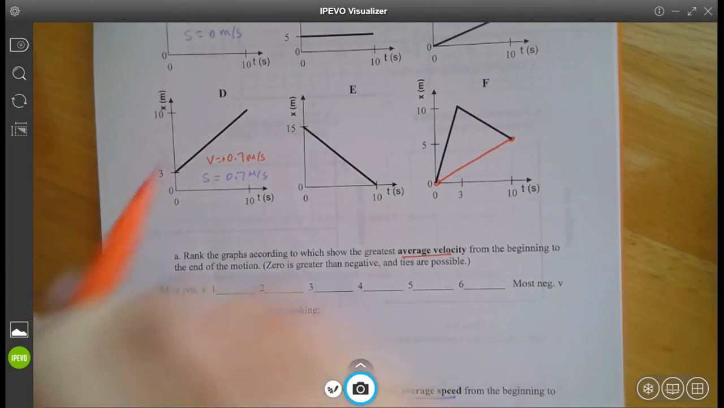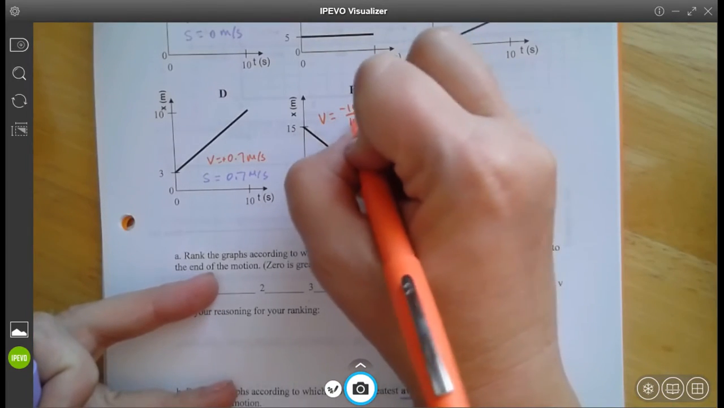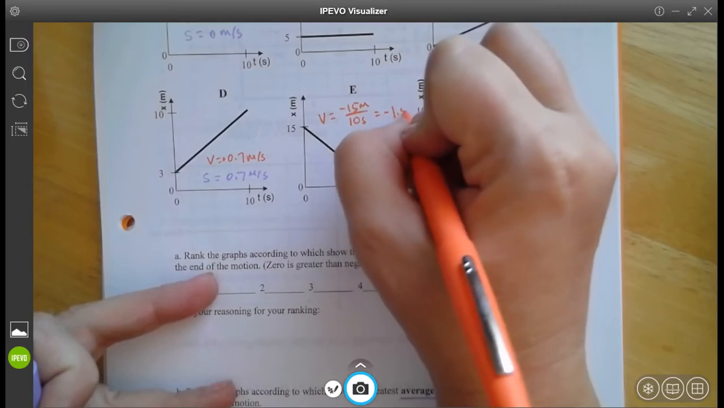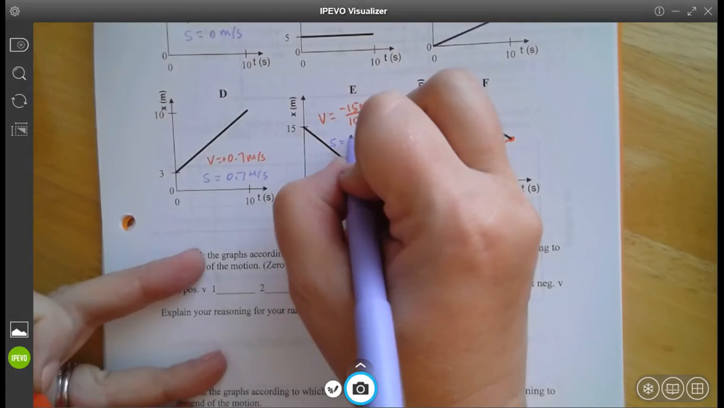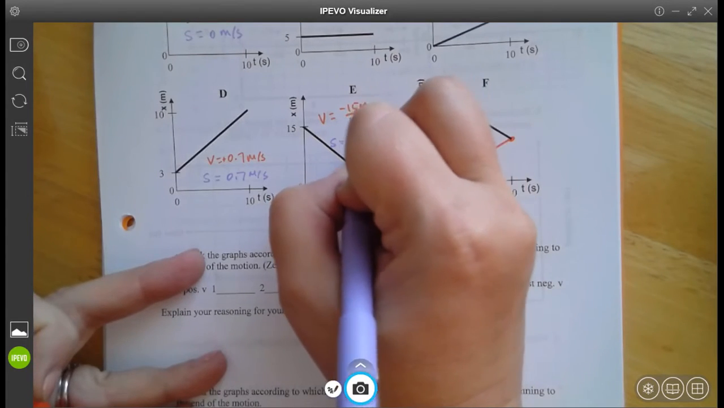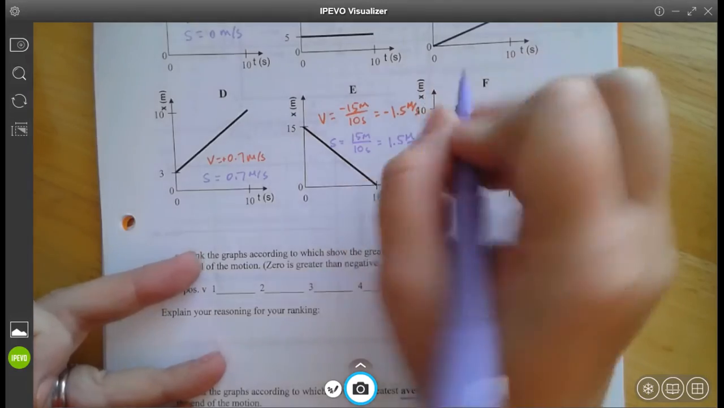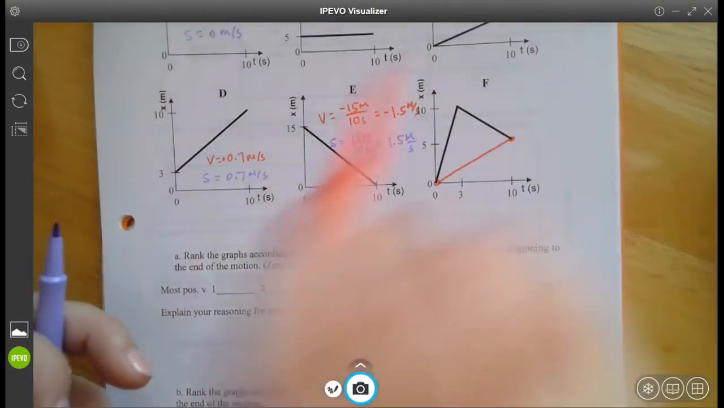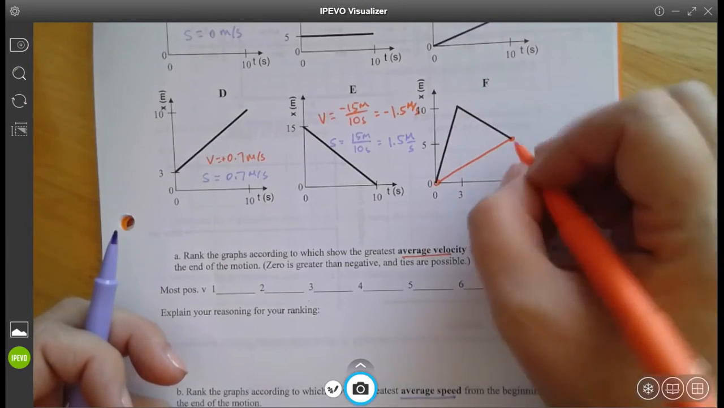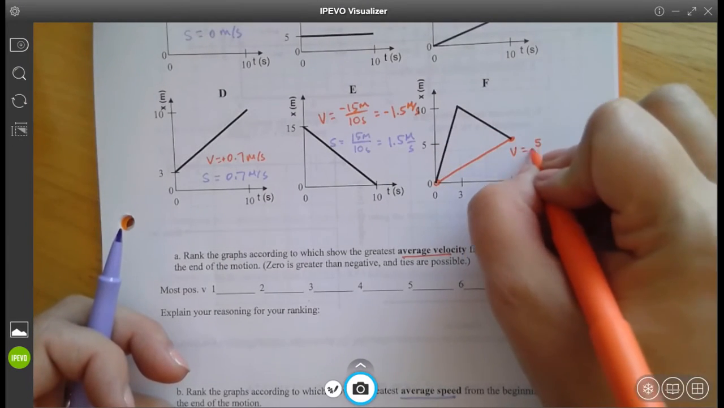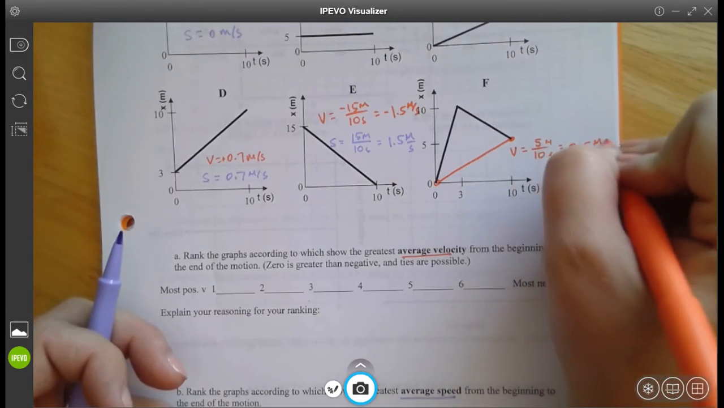So our velocity is going to be minus 15 meters over 10 seconds, so minus 1.5 meters per second, where our speed is going to be distance, 15 meters over 10 seconds. So speed is going to be positive 1.5 meters per second. Lastly, F, our velocity for F, we're going to travel 5 meters in 10 seconds. So 5 meters, 10 seconds is 0.5 meters per second.